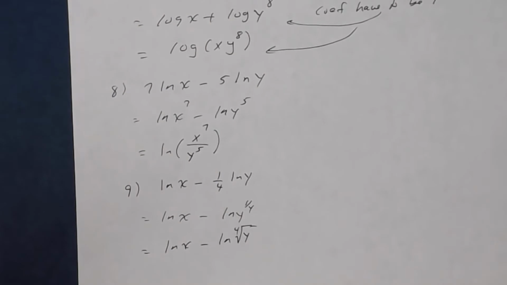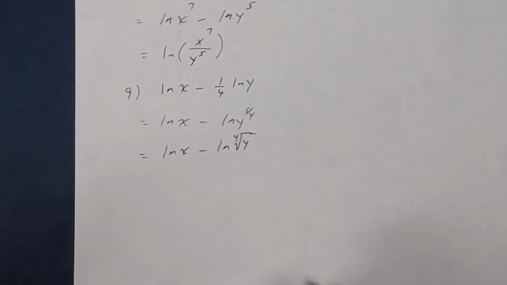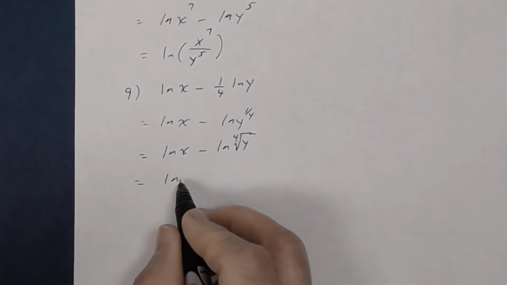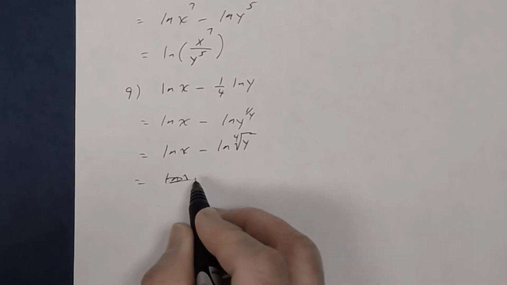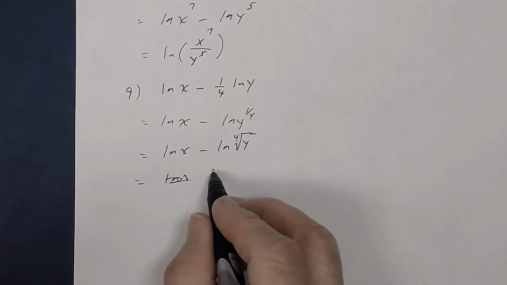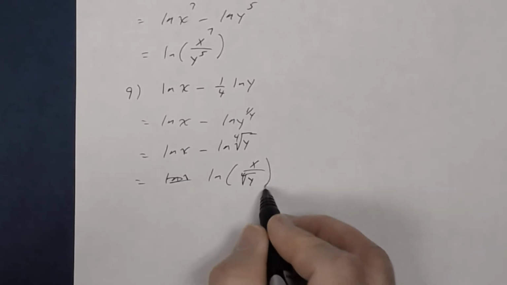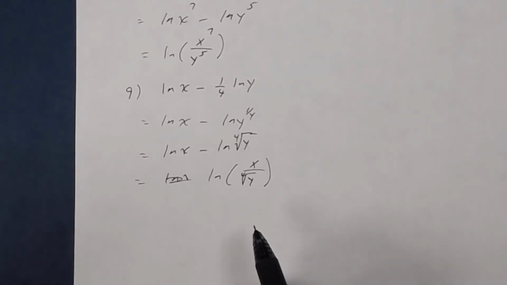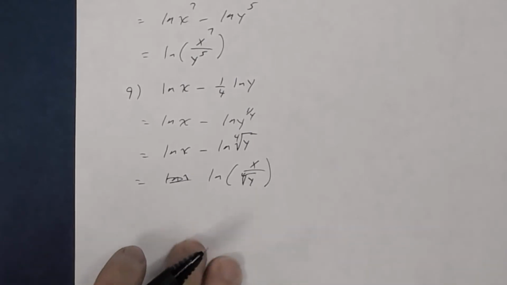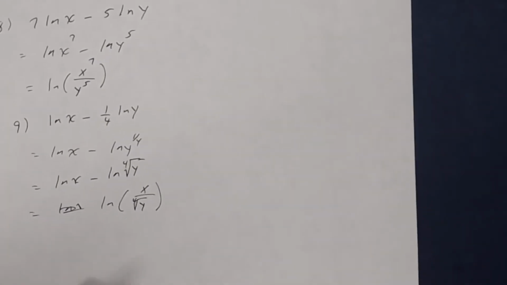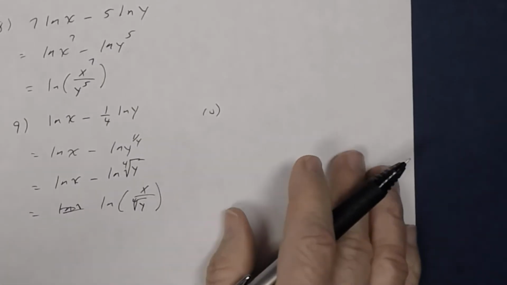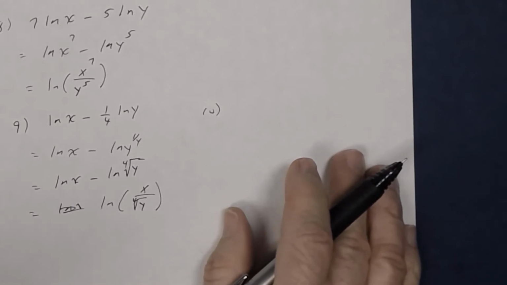And so I get the natural log of, well, okay, so then I can write this as a quotient. So this is natural log of x divided by the 4th root of y. Okay, and that's it. That's all you do. Okay, number 10. Let me go ahead and do number 10 right here. Number 10. Now let's suppose I had this in number 10.